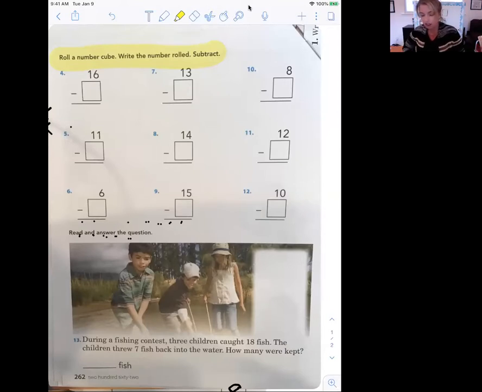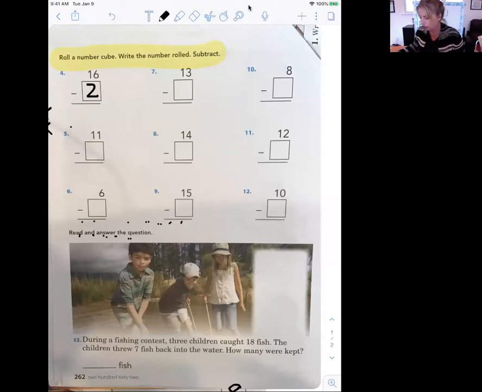So we get to write in the number that we see on the bottom half of your subtraction problem. So let's look at number 4. 16 minus, let me go ahead and roll this. I have a 2. I know you probably can't see it that far. So we're going to put a 2 right here.